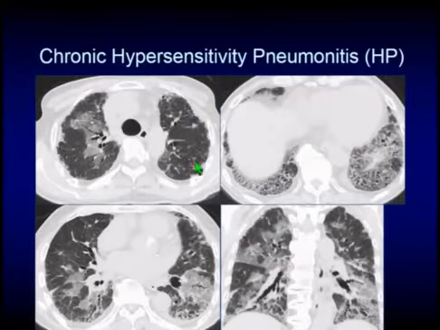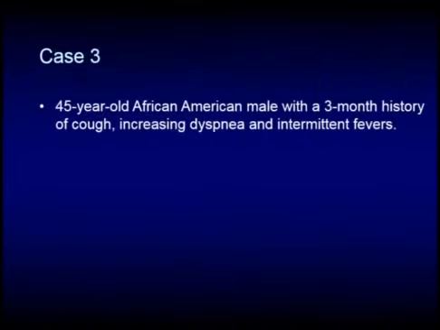So here we see just a different case. Again, we can see quite a bit of ground glass associated with this, admixed with areas of fibrosis and what turns out to be lobular sparing or mosaic attenuation due to air trapping. So our next case is a 45-year-old African-American male with a 3-month history of cough, dyspnea, and intermittent fevers.